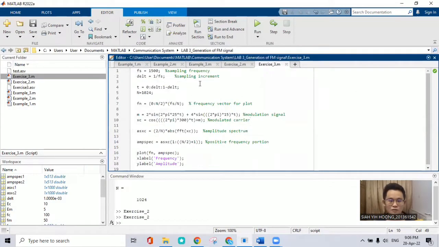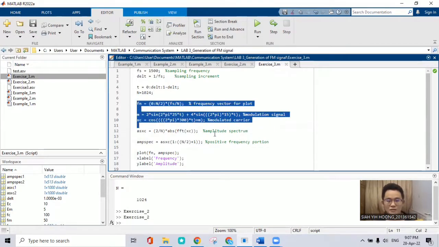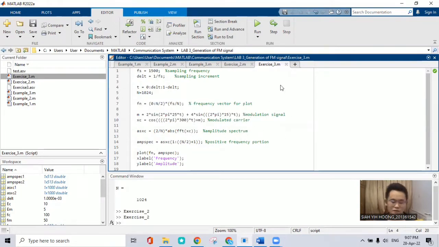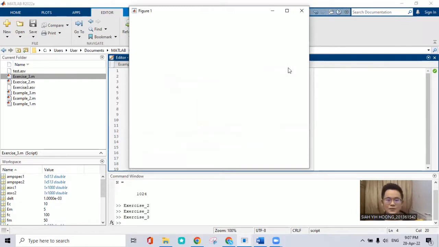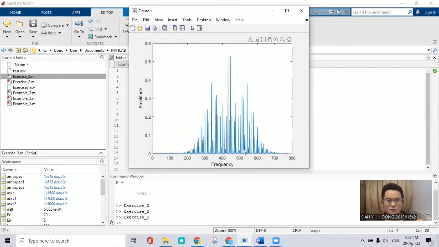First of all, we need to declare our sampling frequency and then declare our sampling increment. Then after that, we need to set the points as 1024, which means that we will have 1024 points across the graphs. After that, we need to make some expressions for the modulated carriers and amplitude spectrums, and then we will just plot our graph and run it. So this is the spectrums from the code.